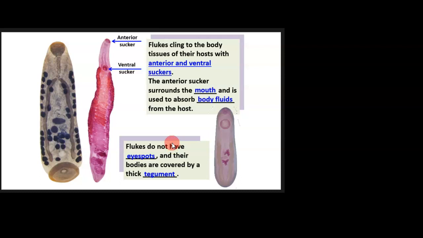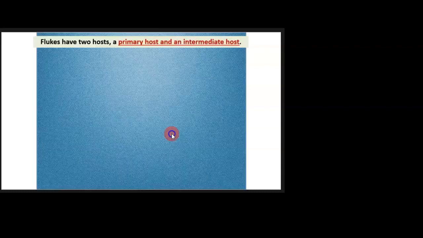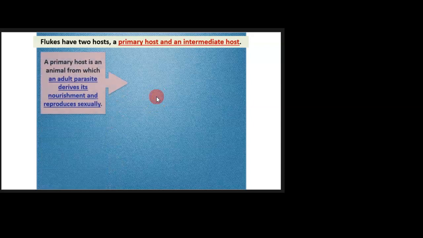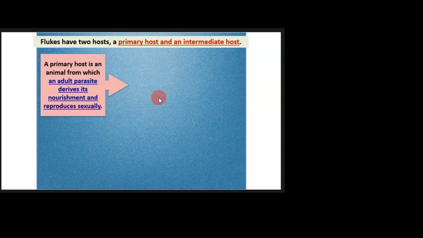Now, a fluke's life cycle is a little bit complicated. They don't just have one host. So flukes have two hosts: a primary host, and that's who they ultimately want to be in, but then they also have an intermediate host, which is a host that helps them get to the primary host. A primary host is an animal from which an adult parasite derives its nourishment, and also where it reproduces sexually, so it will need a partner to do that.